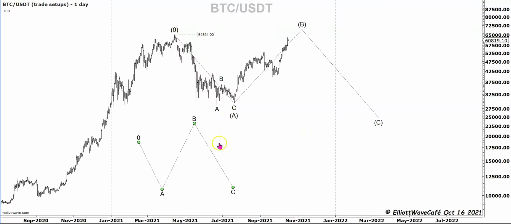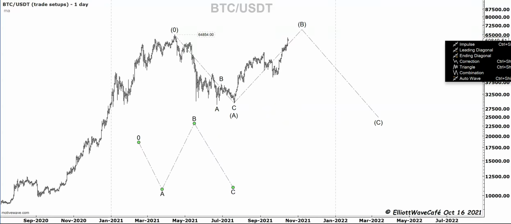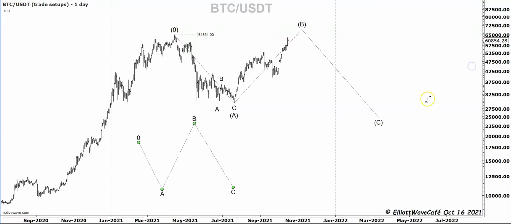Now, how can it still be a wave B? Well, it can still be a wave B as part of a triangle. So if I get a triangle out of here and I go, let's say this is the first sell-off in this wave A, then you get this B wave, and then you're going to get your C, you're going to get your D wave, and you're going to get your E.